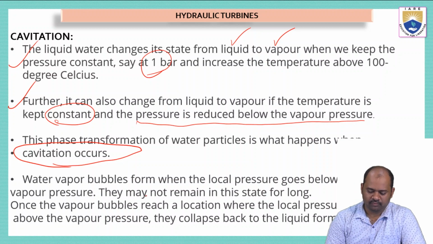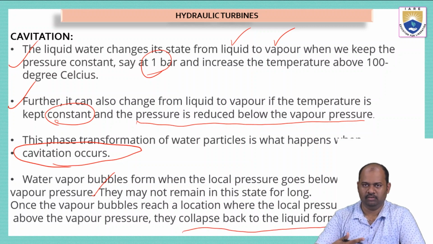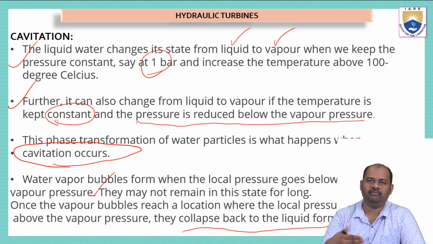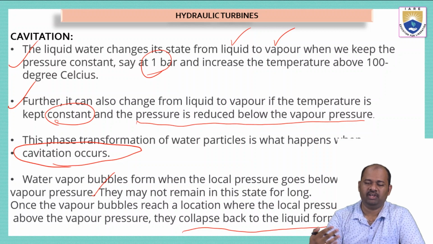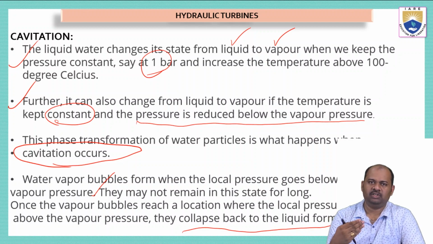Water bubbles form when the local pressure goes below the vapor pressure. So whenever the pressure is below the local vapor pressure, we can see the formation of bubbles. They may not remain in that state for long. Once the vapor bubbles reach a location where the local pressure is above the vapor pressure, they will collapse back into liquid form. Here we have kept the temperature constant but changed the pressure, like the pressure inside the closed casing is different. At some points the pressure is low and the water converts into vapor, and when the water reaches some other point, it is rapidly cooled down and converted into water again.